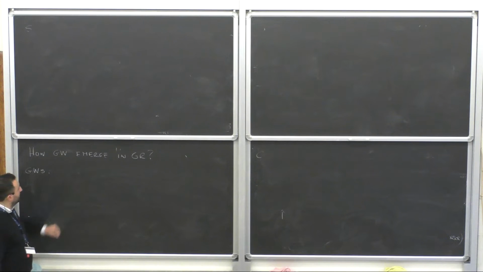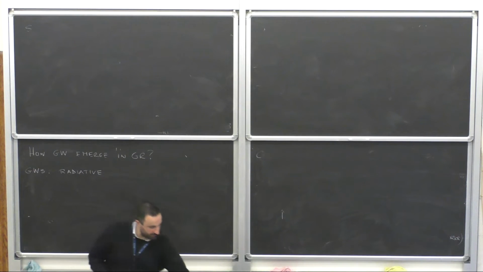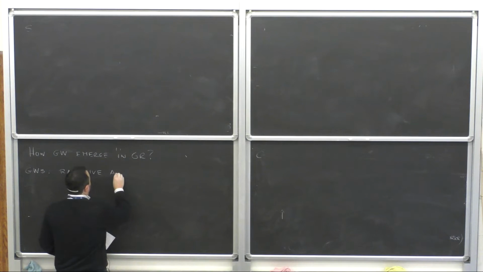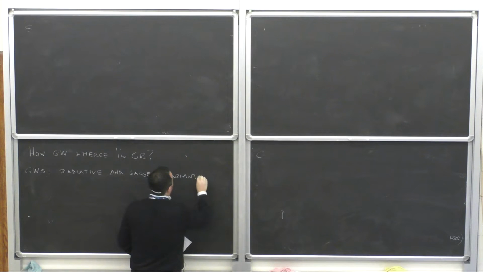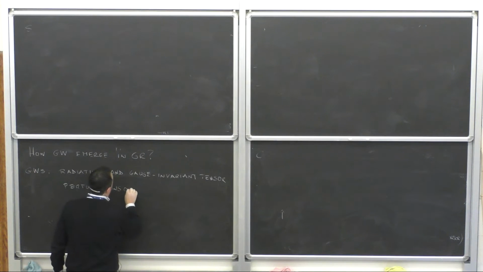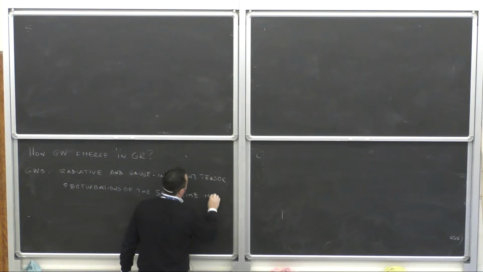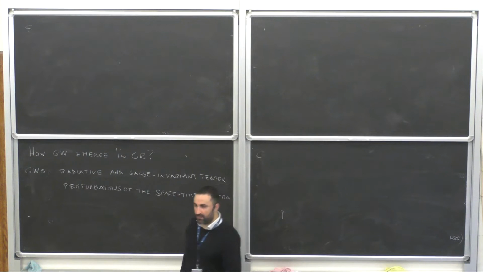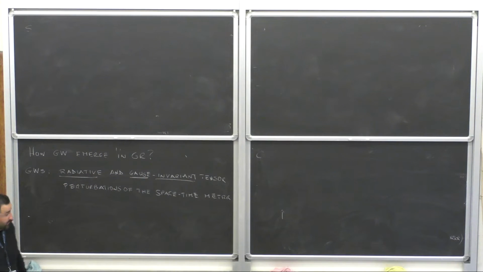If you want to define gravitational waves in a quantitative, more accurate way, they are radiative, gauge invariant tensor perturbations of the space-time metric. If someone asks you at the exam what gravitational waves are, this is the way to define them. I underline two words because these are the most important.